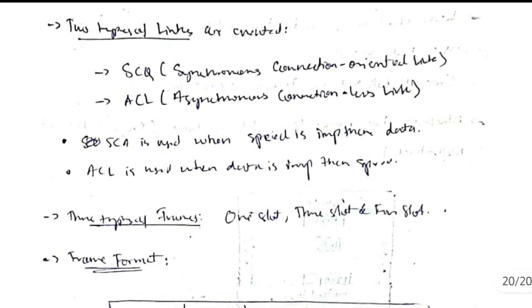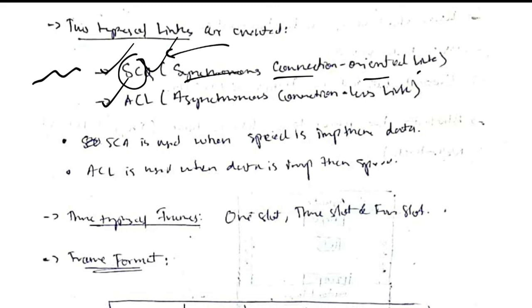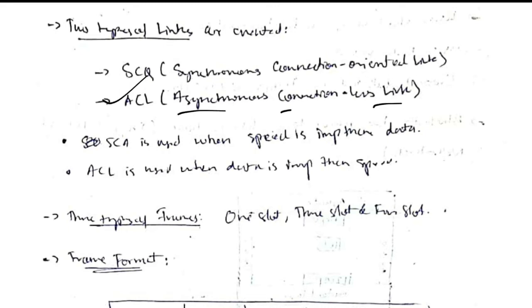Then there are two types of connections, SCO and ACL. SCO is used when speed is more important than the data transmission. If the data gets corrupted, that's also fine, but it should be transferred fast. If that's the priority, go for SCO, which is synchronous connection oriented link. The other one is asynchronous connectionless link. In this, the data is more important. Even if it travels slowly to the destination, it's fine, but the data should be transmitted without any errors.